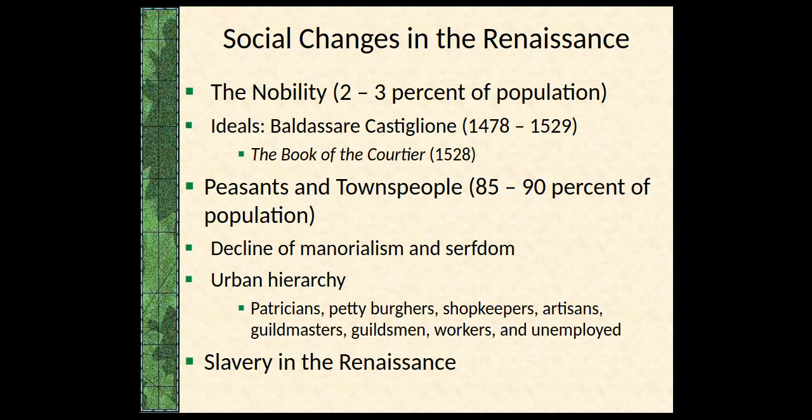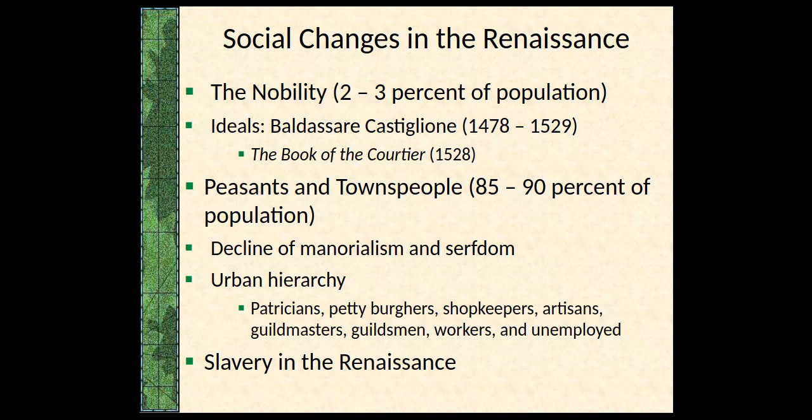All right, some social changes in the Renaissance. Now, the nobility make up 2 to 3% of the total population here in Europe. And we get some ideals of people like Castellani, who writes the Book of the Courtier. And in that, you're going to kind of see how his idea of a noble differs from, say, Machiavelli's idea of a noble or a prince.